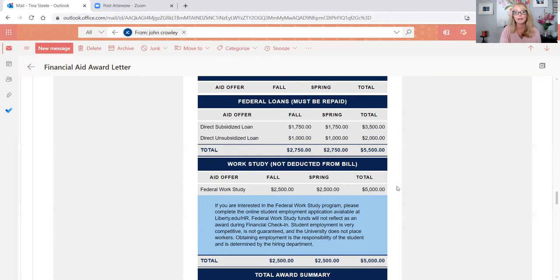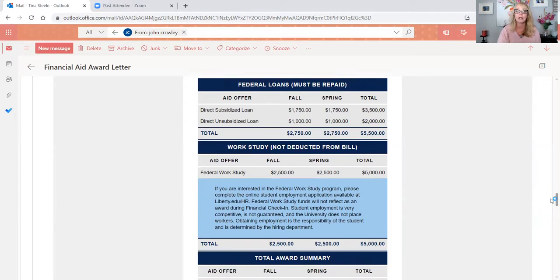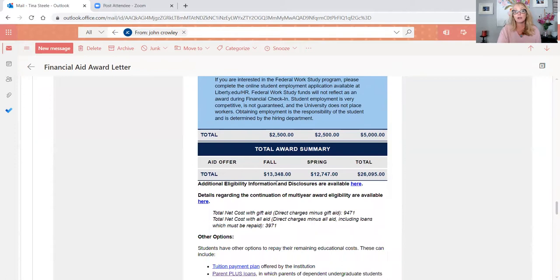So for federal work study, don't count that towards the bottom line or towards the bill unless you know 100% for sure the student is going to take that money that they earn from work study and put it directly to their student account. So this gives a total award. What it does is take the scholarship money, the federal direct loan, and the federal work study, and it gives a direct total award of about $26,000.